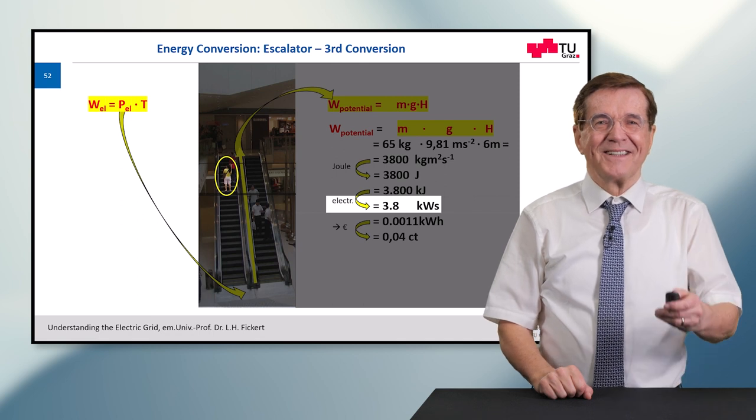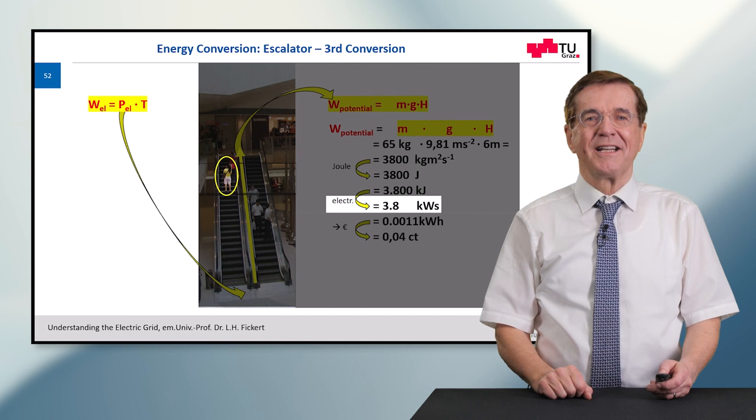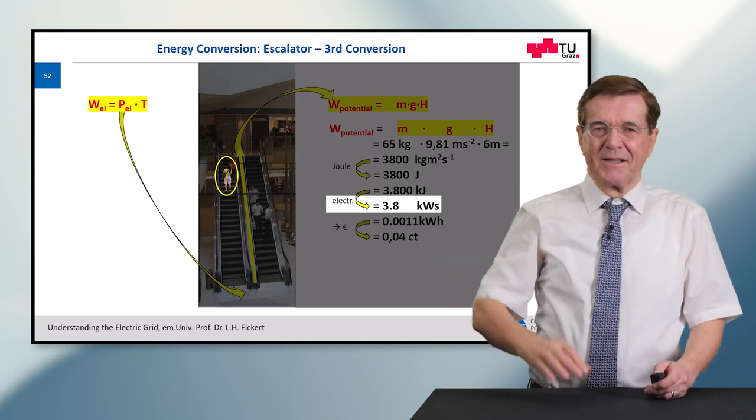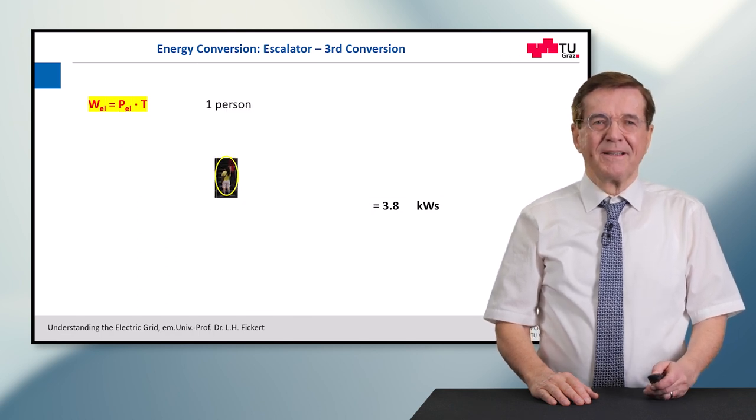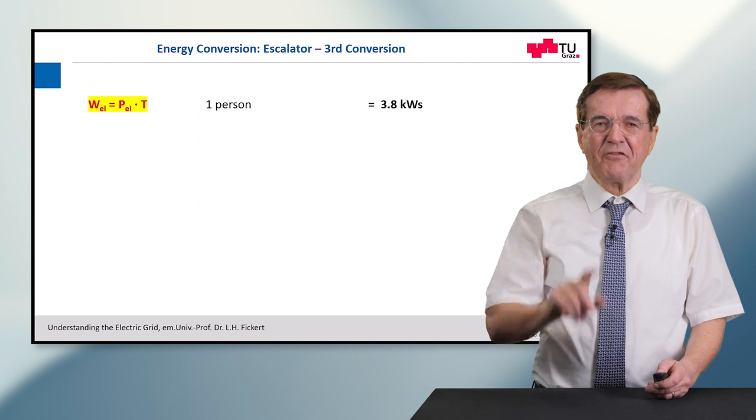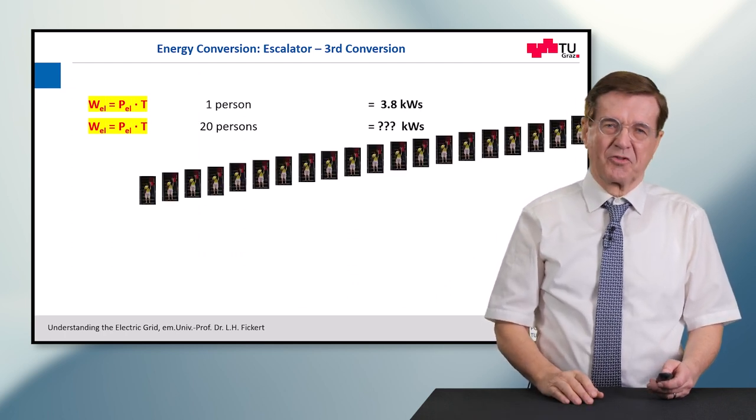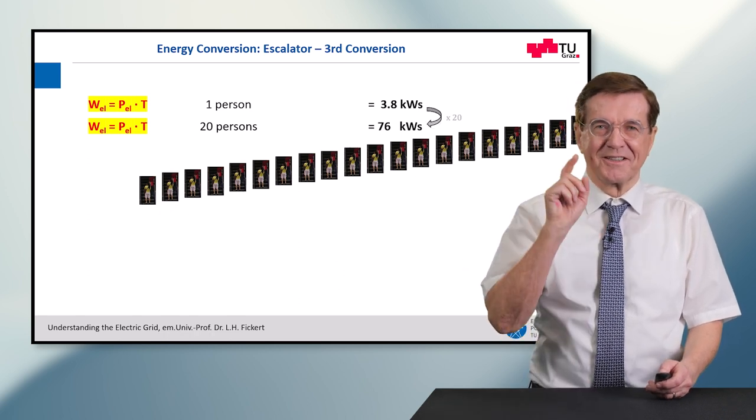Now, a third example of conservation. Again, we have this lady moving up, and we found out that the equivalent of moving her up is 3.8 kilowatt seconds. Now the question is, this is one person. If we have 20 persons, how much energy do we need? So for 20 persons, it's 20-fold 3.8. So it is, right, you got it, 76.